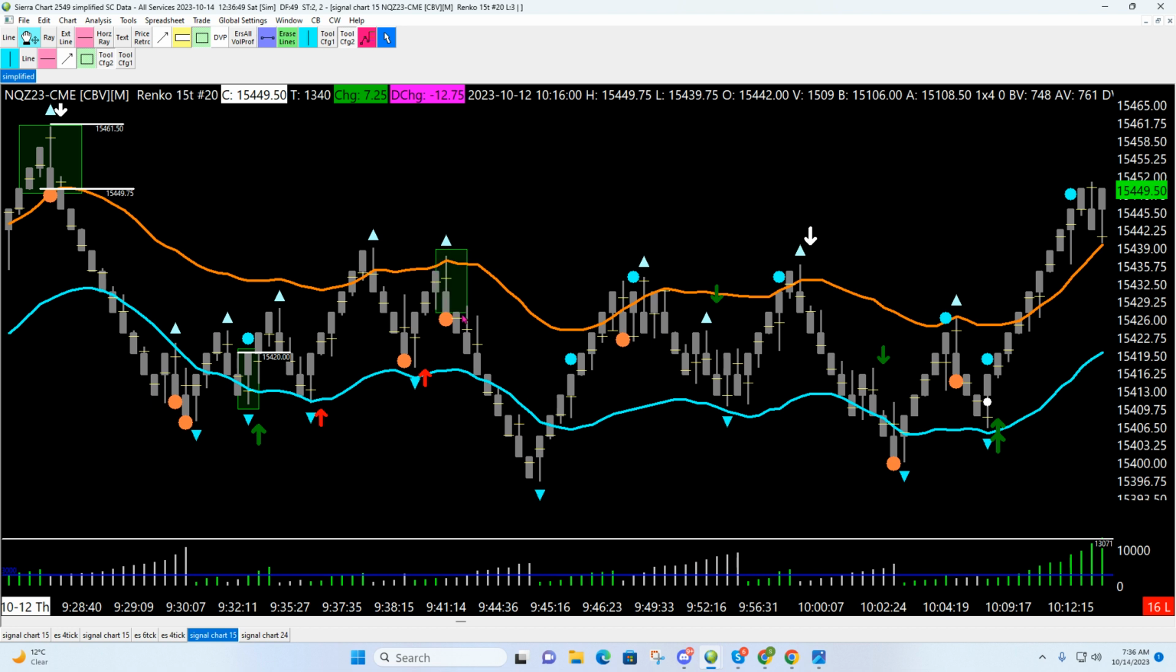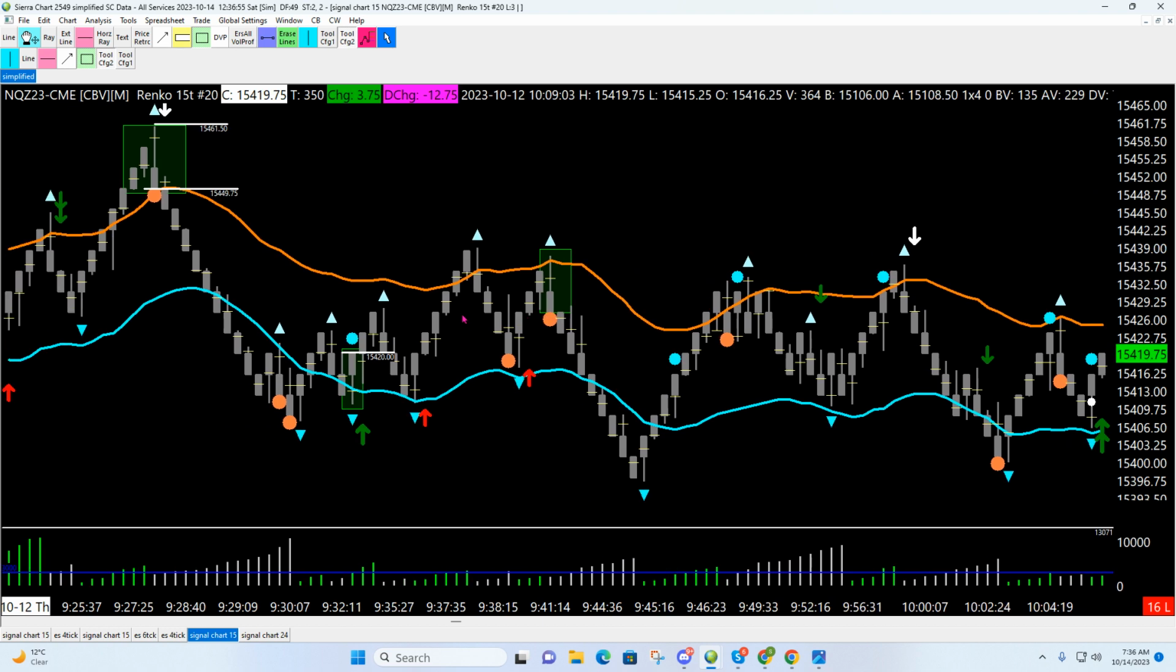Now, what we're not trying to do here is read the entire market. What we're trying to do is pull money out of the market. For example, this trade goes from approximately 15,449, and the best, if you traded it perfectly, was 15,408 and a quarter. That's $1,000, right? But let's be realistic.